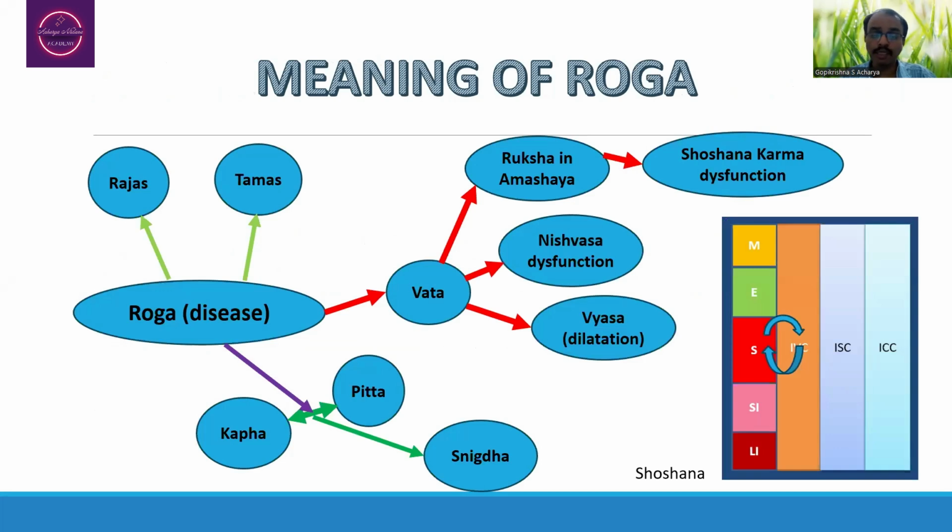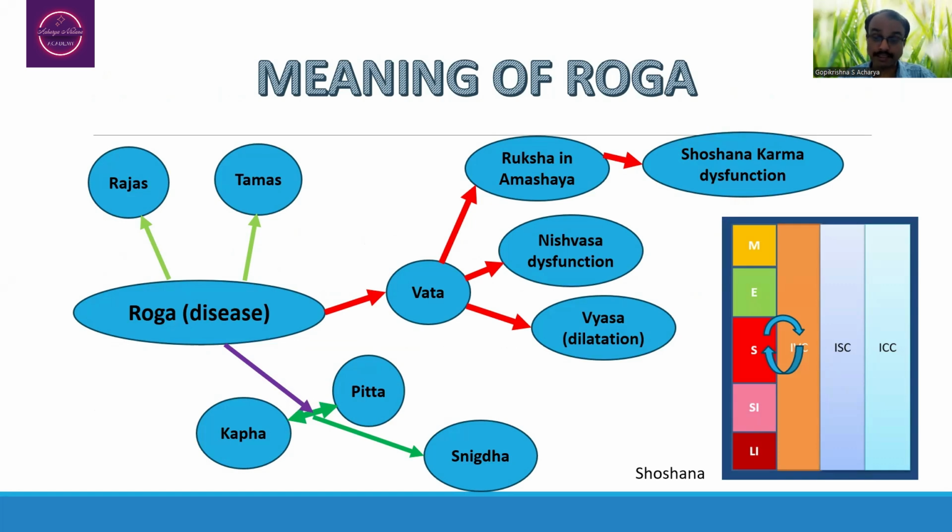Here we have to consider the meaning of roga in a different way. Here, the dosha vaishamyam. There may be a possibility of increase of vata dosha abnormality, pitta dosha abnormality, or kapha dosha abnormality, and that is termed as roga.